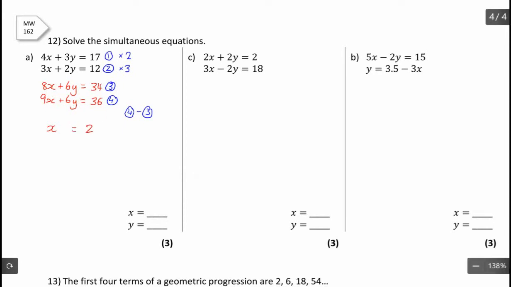And to find out what y is, I'm now going to sub that into one of the equations. Doesn't matter which, so I'll just sub it into the first one. Substitute, that is. 4 lots of x, so 4 lots of 2 would be 8, plus 3y is 17. I've got a little linear equation to solve here.